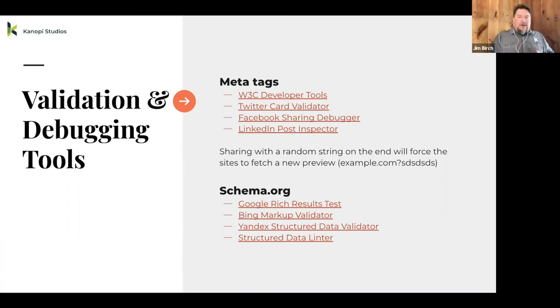And then for schema.org, Google has a rich results test that tests against what they are looking for at this moment. Bing has a markup validator. Yandex, for our Eastern European friends, has a data linter. And then I put an example of just a generic data linter in there also. You want to make sure your markup is valid or the effort you put into this is for naught, because Google won't be able to parse, or Facebook won't be able to parse, the information correctly.